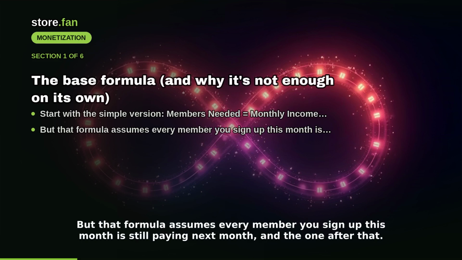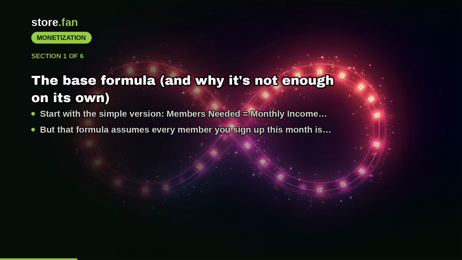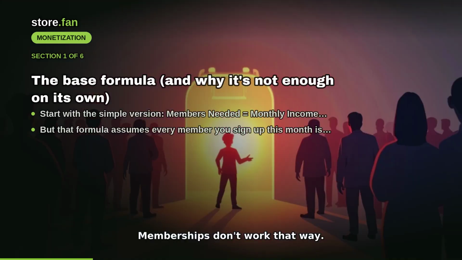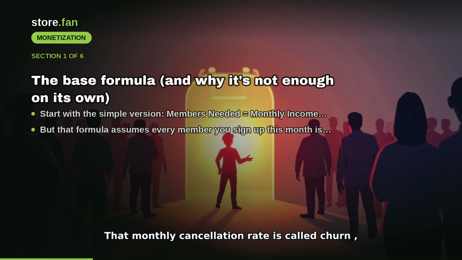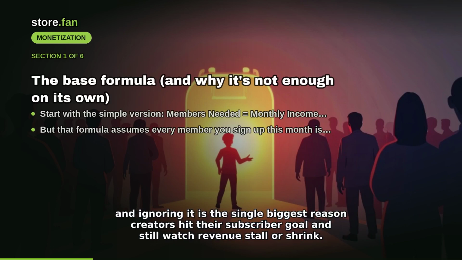But that formula assumes every member you sign up this month is still paying next month, and the one after that. Memberships don't work that way. People cancel because they finished what they needed, forgot to update a card, or just drifted off. That monthly cancellation rate is called churn, and ignoring it is the single biggest reason creators hit their subscriber goal and still watch revenue stall or shrink.